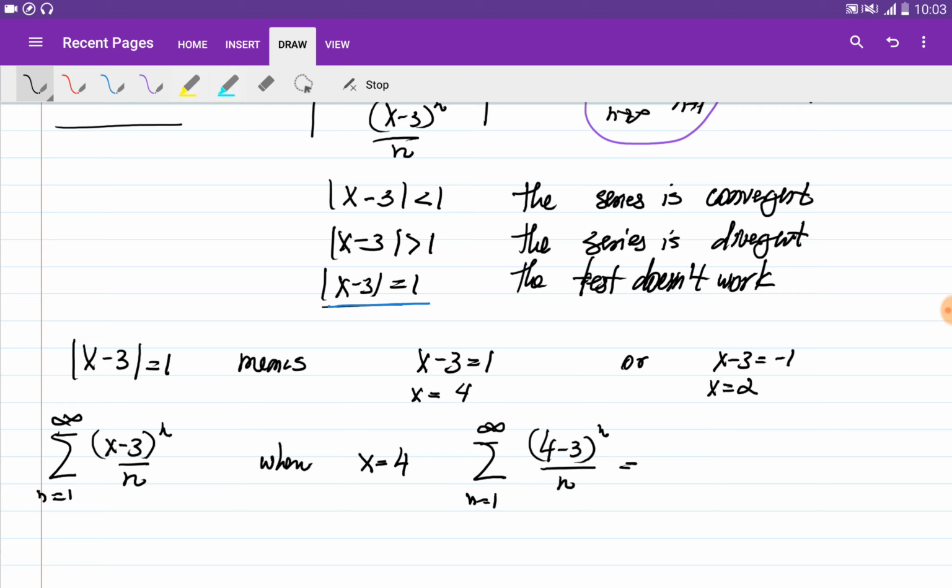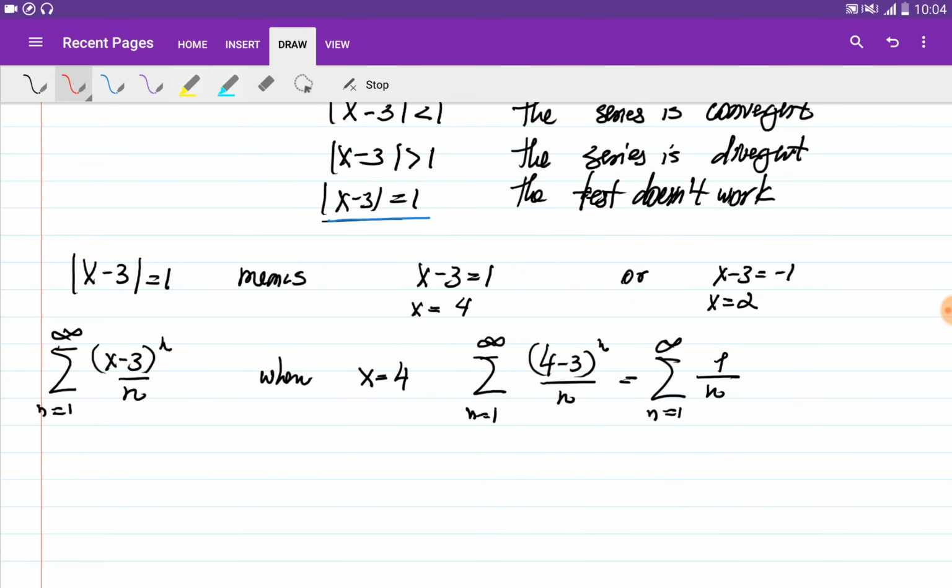So 4 minus 3 is 1, so 1 in any power is going to be 1, right? So the series becomes the sum of 1 over n, n goes from 1 to infinity, which is a harmonic series, which is divergent, right? So where x is equal to 1, the series is divergent.